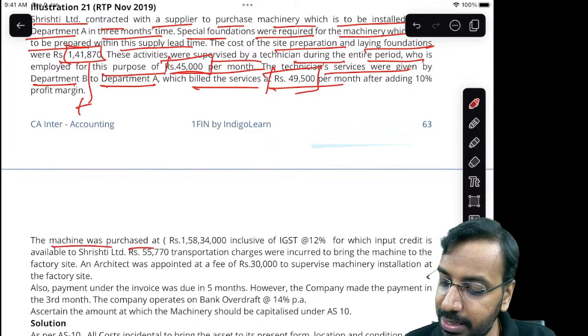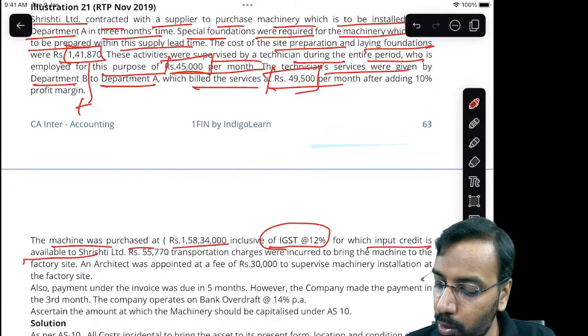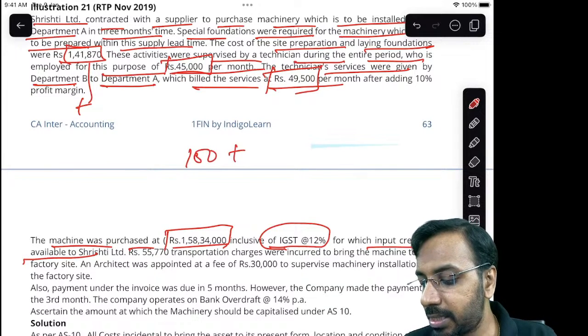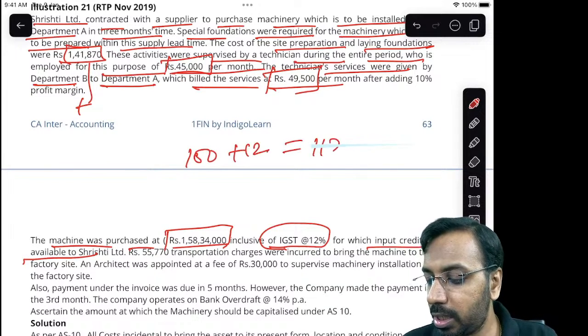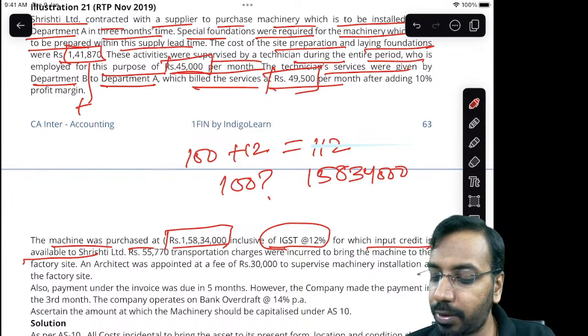The machine was purchased at 1 crore 58 lakhs 34,000 inclusive of IGST of 12%, for which input credit is available. So 158,34,000 is inclusive of GST, means if 100 is the base price plus 12 is the GST, total is 112. 158,34,000 is 112. How much is 100 is what we need to calculate.